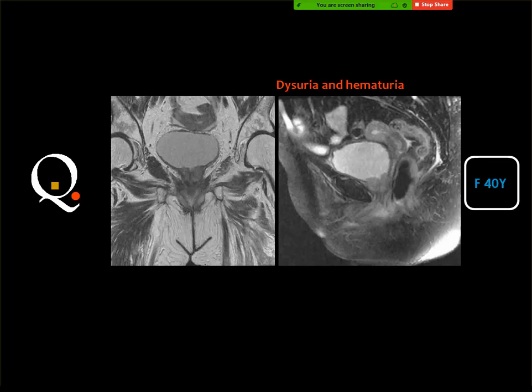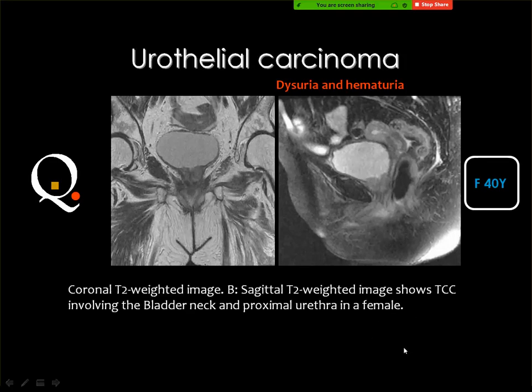What do you think? Cancer of the bladder neck? Bladder neck cancer or prostatic cancer? This is a female, maybe urethral carcinoma. Yes, very good. This is a female patient, and you see the uterus, and there is no way to mistake this for a prostatic lesion. Then this is a bladder neck carcinoma of the urethral type, of course. Very good.